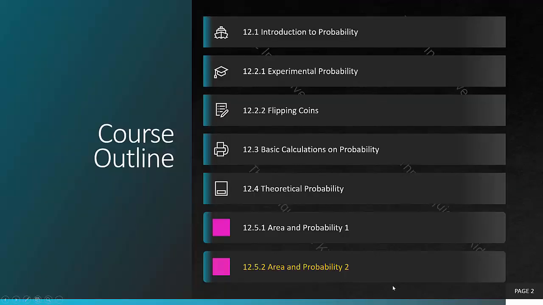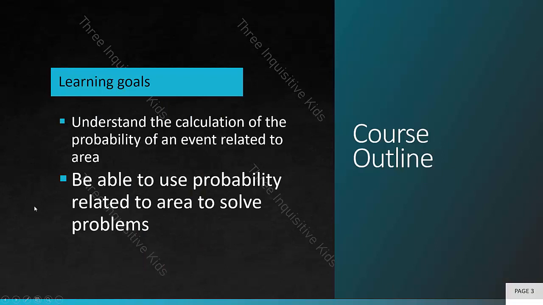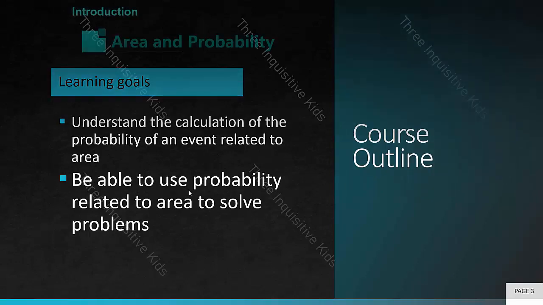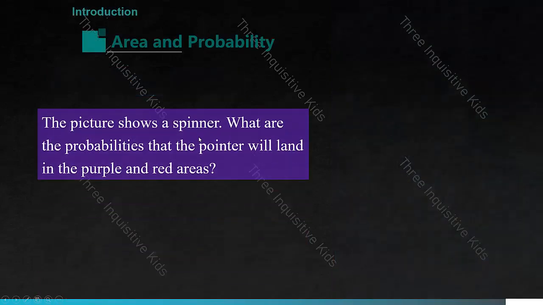So this was our course outline for this chapter. In this unit we learned about probability, introduction to probability, and some basic problems. Our learning goals for today is the same as the last video. It's to understand the calculation of the probability of an event related to area and be able to use probability to solve problems. The picture shows a spinner.